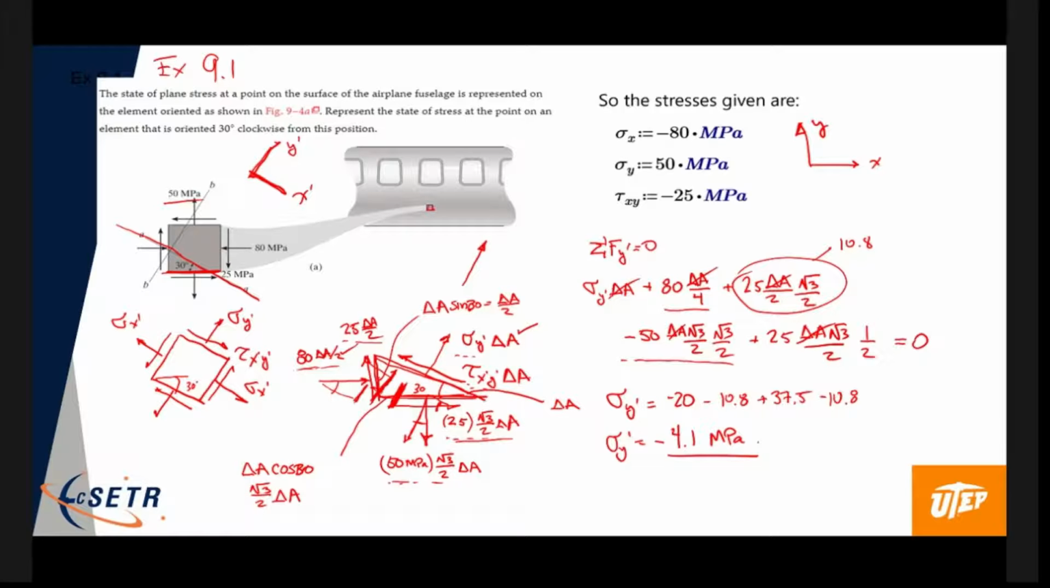Now you could do the same thing. I'm going to erase this, because I don't have another slide that does this. I should do this on another slide, but I'm just going to show you the free body diagram. So I got from the sum of forces in the y prime direction, directly, the normal stress in the y prime direction.